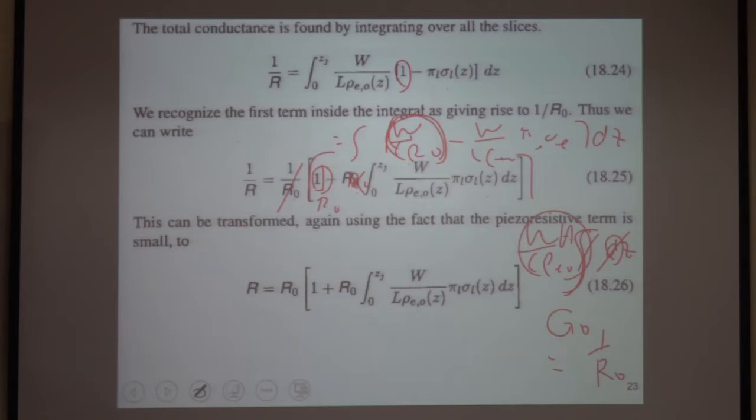Then let's do the reciprocal. R0 times 1 minus a small value. This term compared to 1 is small. So if you do the reciprocal, 1 minus a small value becomes 1 plus this small value, because the minus 1 exponent gives a plus. So that's why we got this one. Interesting.